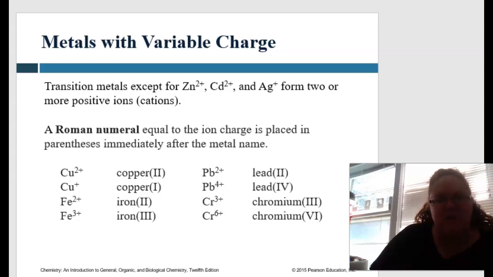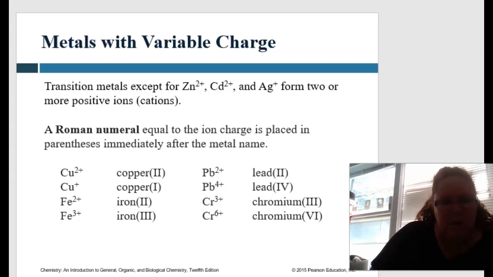So now we get to talk about metals with variable charges and how to calculate those. Transition metals, except for zinc, cadmium, and silver, form two or more positive ions, and these are called cations. The Roman numerals are equal to the ion charge, and that's placed in the parentheses immediately after the metal name. For instance, copper(II) would be Cu2+, whereas copper(I) is just the single charge. Iron(II) versus iron(III), lead(II) versus lead(IV), chromium(III) versus chromium(VI).